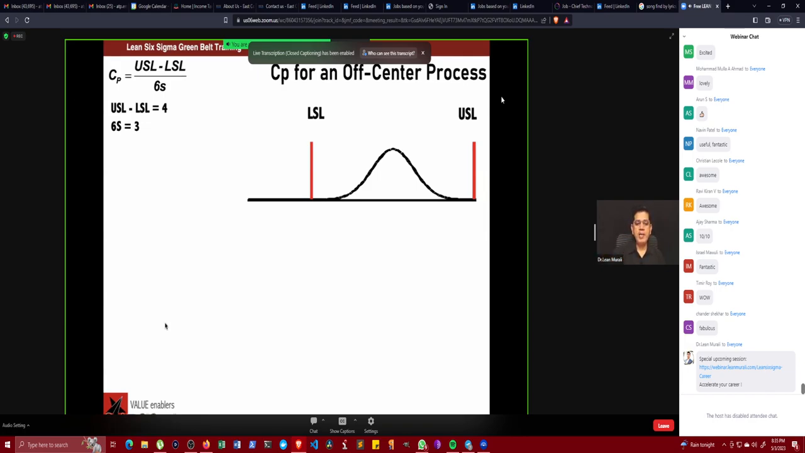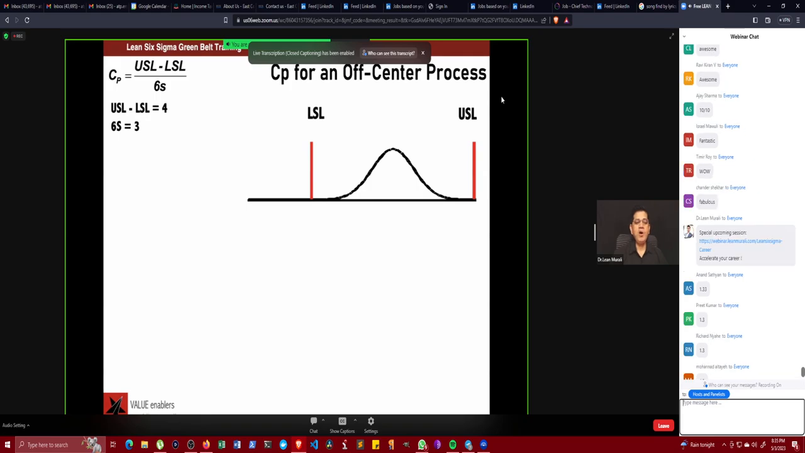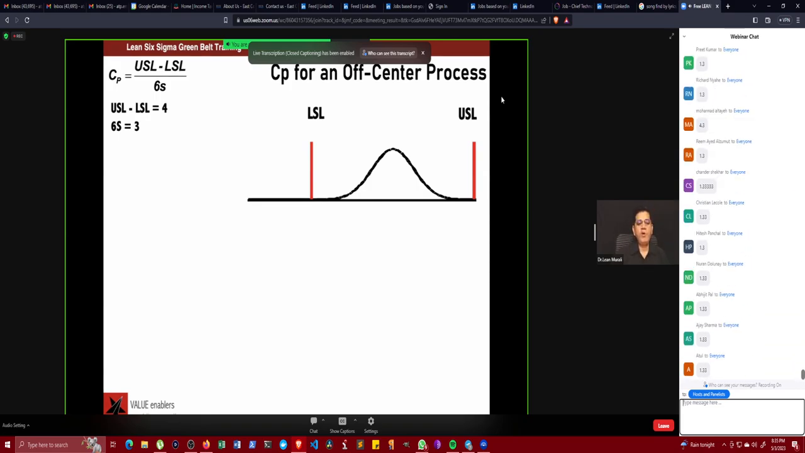So what is the CP in this case? Let's see how many of you type quickly. What is CP in this case? 1.33. Okay, fantastic. 1.33.